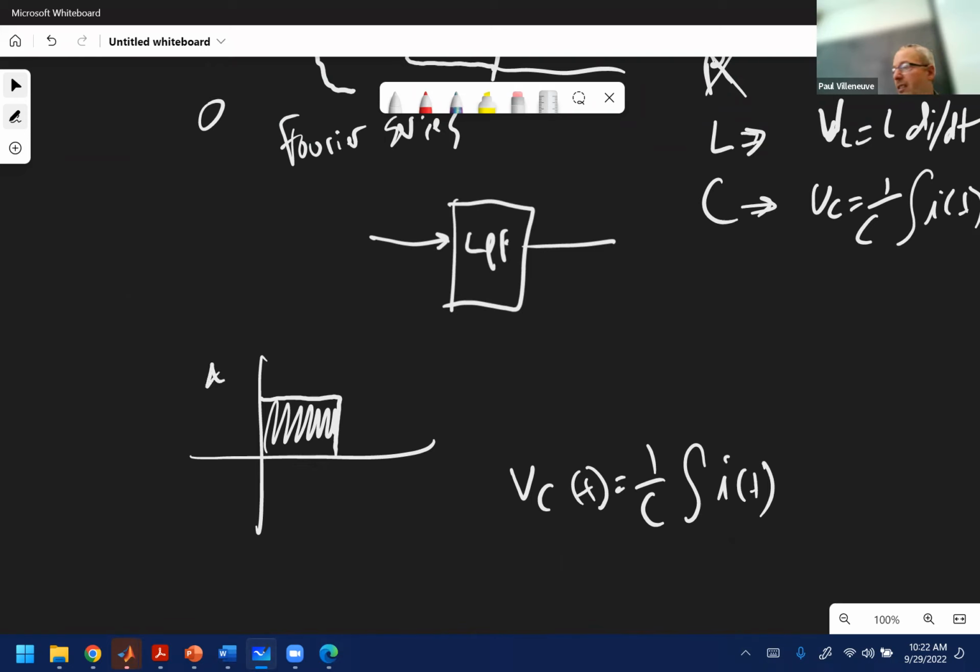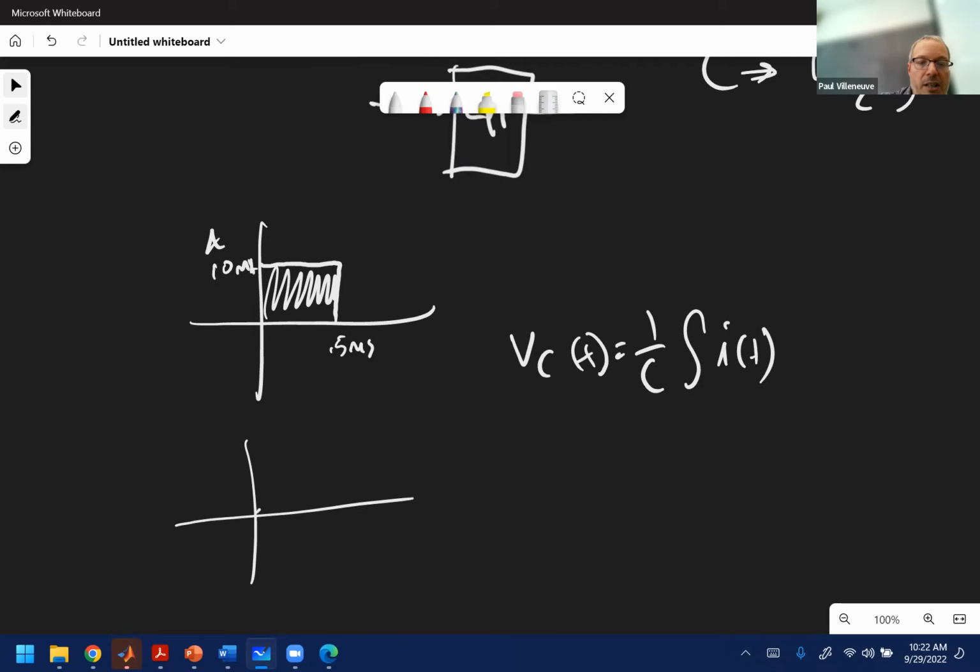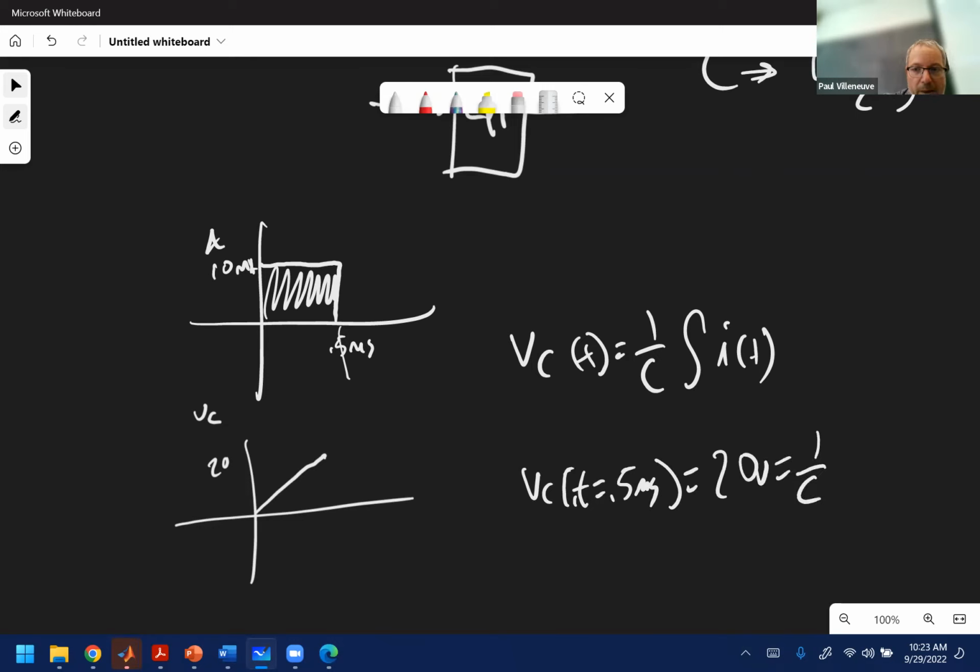And here's my current. So my current would go to 10 milliamps. And the time is 0.5 milliseconds. My voltage is going to slope up to 20 volts. This is my voltage. And because this goes negative, we're all set. So all I need to do is find the area under this curve. So VC of t at t equals 0.5 milliseconds, we see equals 20 volts. That has to equal 1 over the capacitor times the area under the curve.